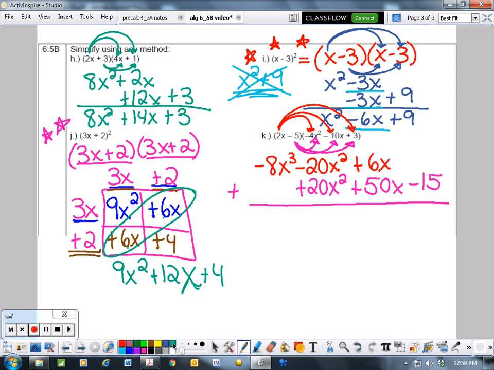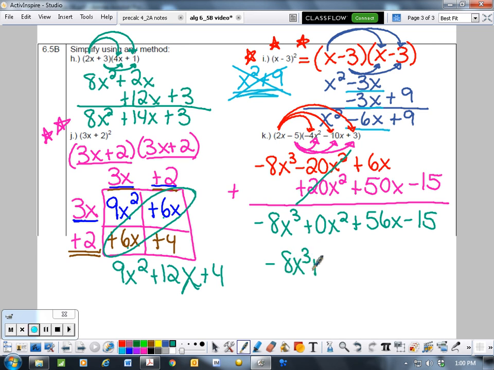So we get a final answer looking like negative 8x to the third. These cancel each other out. Plus 56x and minus 15. You can leave your answer like that. If you wanted to put in a 0x squared, that's totally okay. Or if you hate having a huge gap, you can write it all together. Again, all I care about is that your answer is mathematically correct.